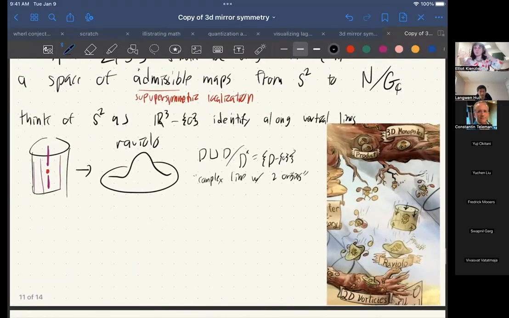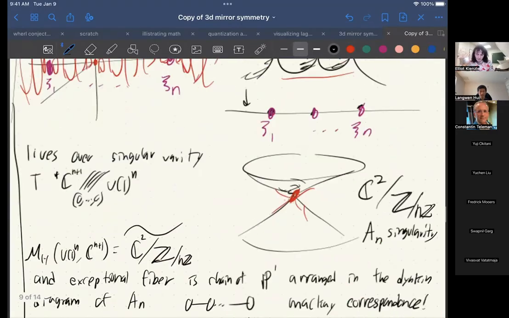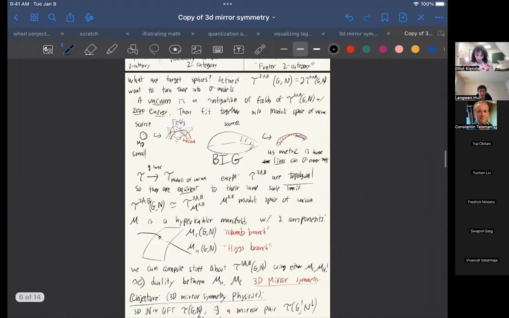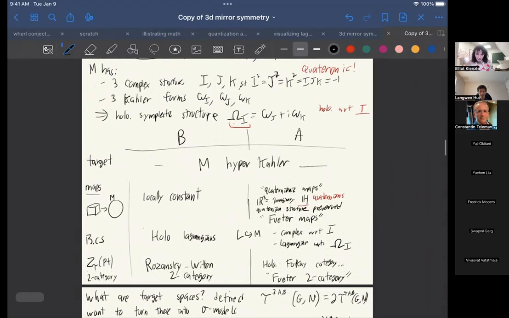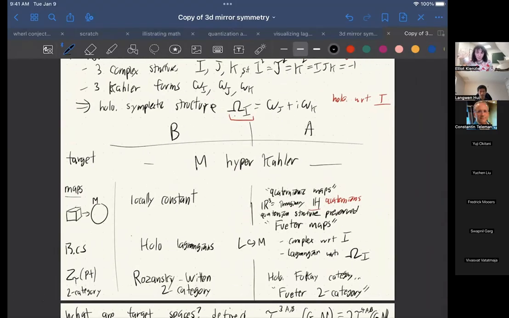All right, now, what is the algebra of operators then? It's going to be some sort of quantization, some sort of ring of functions on the space of admissible maps. Now, what is the space of admissible maps? Let's scroll way up to remember that on the B side, the admissible maps are things that are locally constant, whereas on the A side, they're things that are holomorphic, roughly.